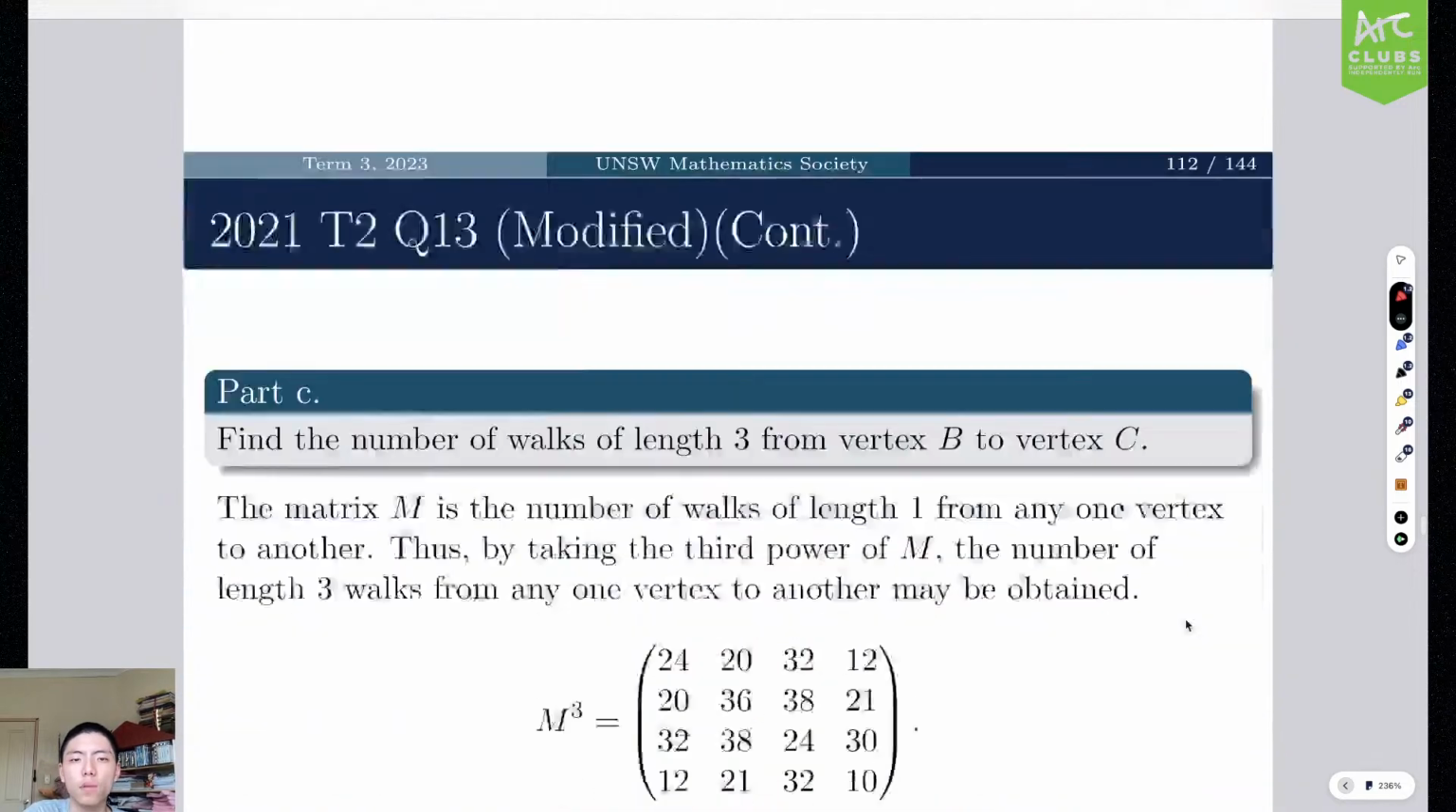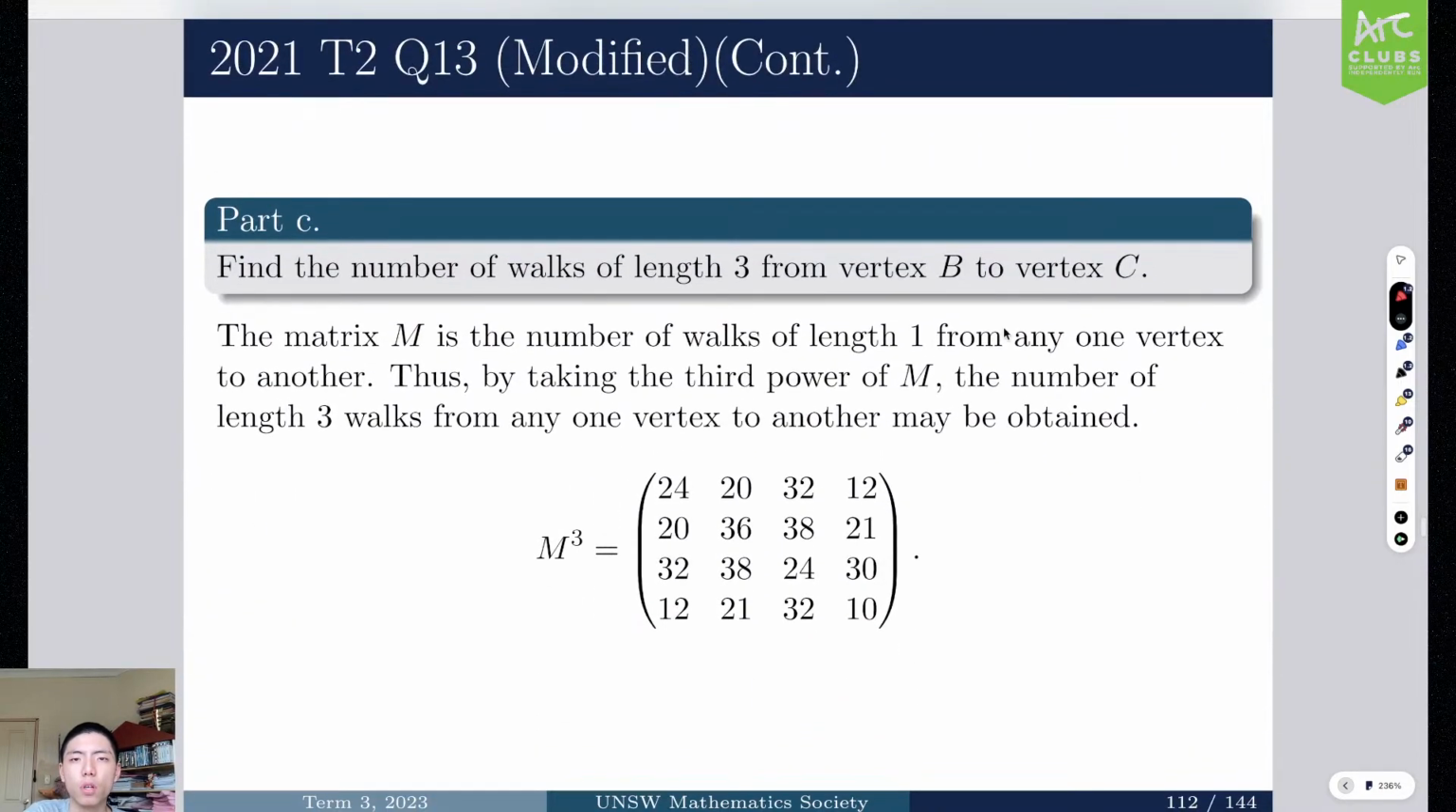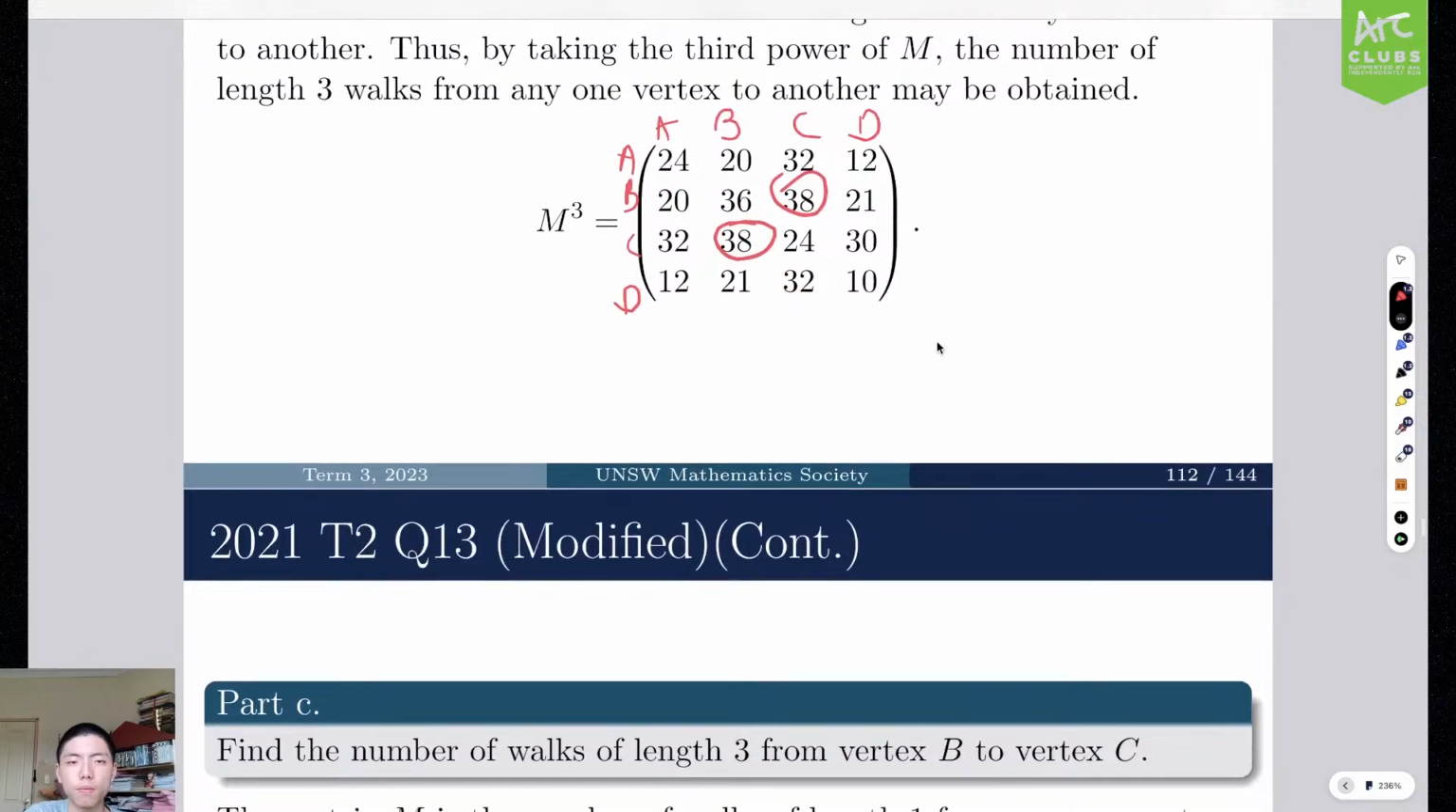So after we do this to the power of 3, we want to look at vertex B to vertex C. Now, because this doesn't have any direction, it doesn't really matter which number you pick, as long as it corresponds to B and C somewhere. So let's just say we want to pick this one or this one. It doesn't really matter, because going from B to C is the same as going from C to B when there's no direction. So here it tells us that there are 38 length 3 walks to go from B to C.